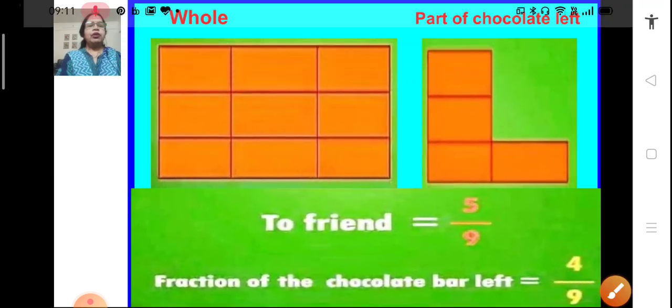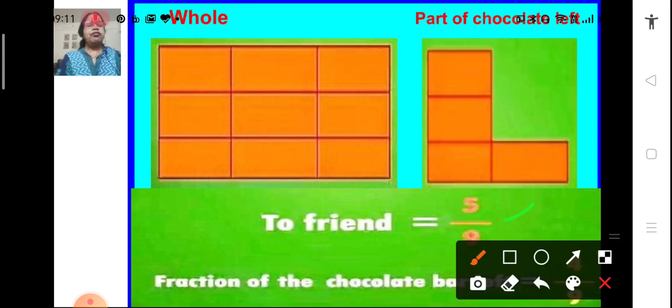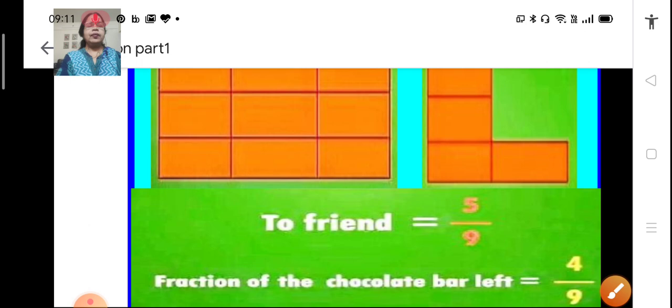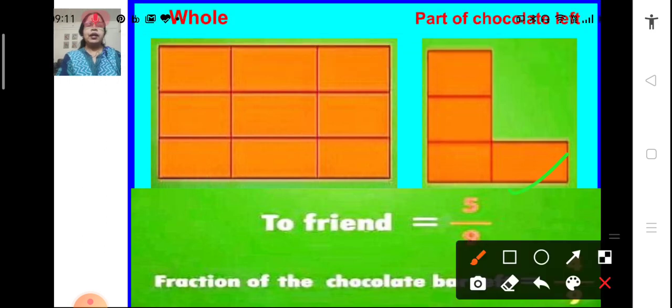Let's look at one more example. If you have a chocolate bar which is divided into 9 equal parts, and if you give 5 out of 9 to your friend, then what fraction have you shared with your friend? It is 5 out of 9. And what fraction of the chocolate bar is left? It is 4 out of 9. 4 parts of the 9 parts is left. That is, the fraction is 4 out of 9.